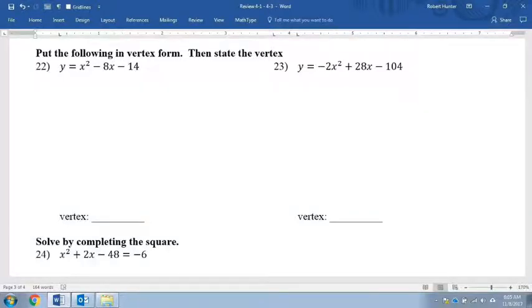Alright, it says, put the following in vertex form, then state the vertex. Okay, put it in vertex form. That is completing the square. So again, negative b over 2a. A is alone, so we can go ahead and start this.